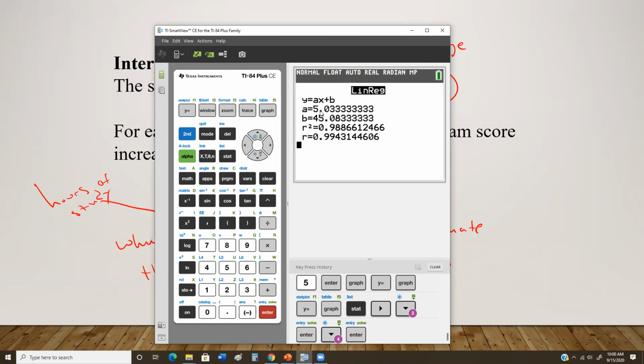But going forward, now that you've seen one example, what we'll do is we'll just use our calculator for this. Okay.